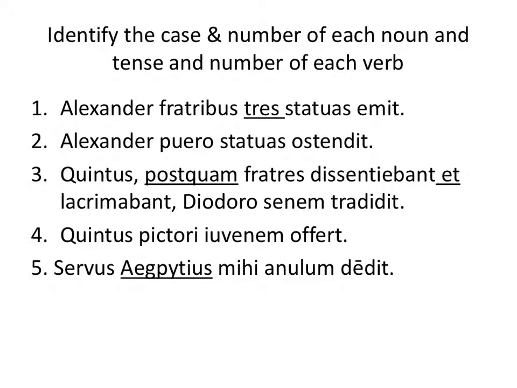Okay, in this practice, you'll be identifying the case and number of each noun and the tense and number of each verb. So just a quick reminder, case is always going to refer to nominative, dative, or accusative, and the number will always mean singular or plural. And then for the verbs, tense is going to be present, imperfect, or perfect, and then number will still be singular or plural. So I'm going to pause again for 10 seconds, or about probably 5, and then we'll begin again.